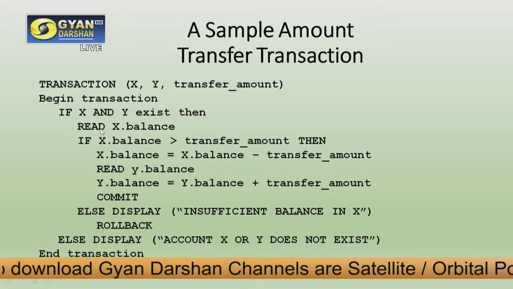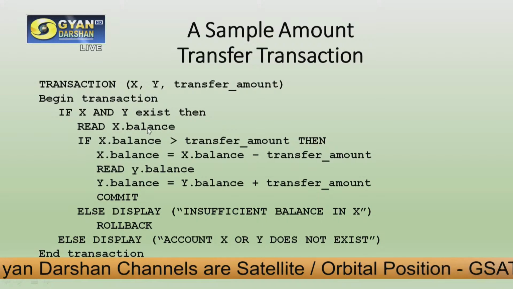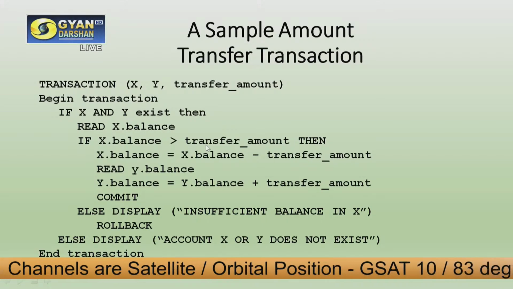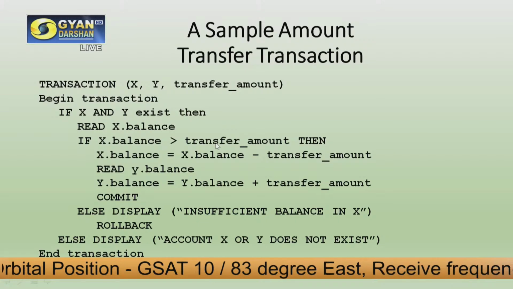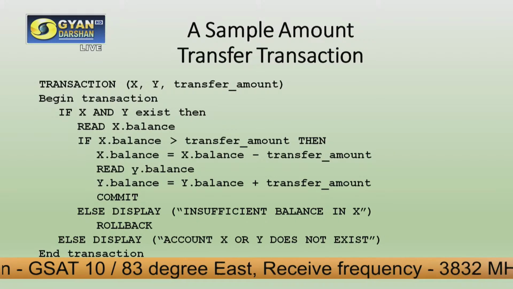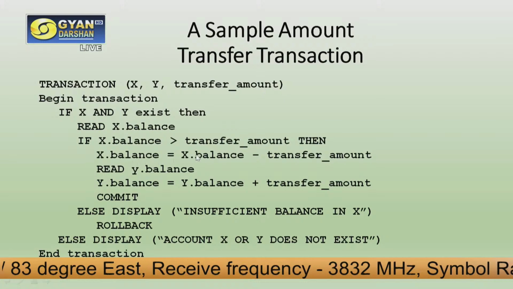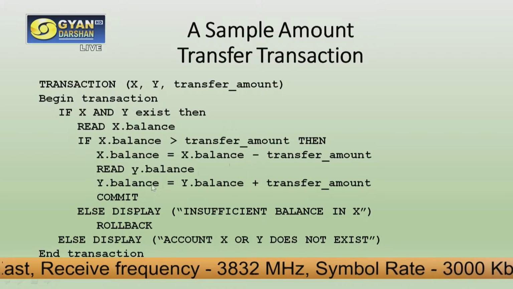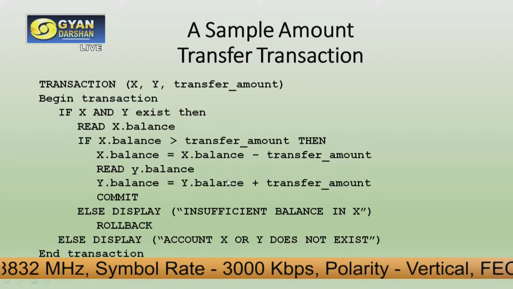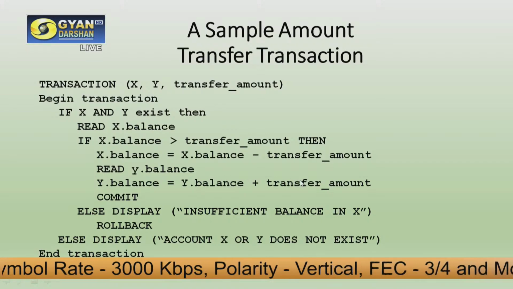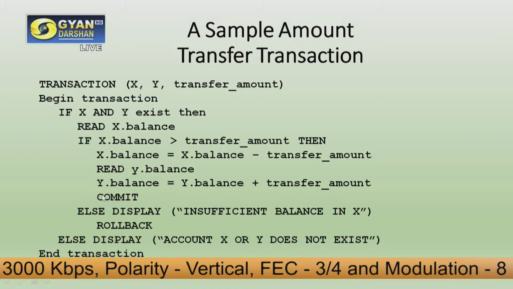And what you are doing first, you are reading the balance of X, checking whether it is more than the transfer amount, otherwise this particular transaction cannot take place. And once you have done that, thereafter you are subtracting it from the balance, okay, and then you are reading the Y balance and adding the transfer amount into that particular balance, and finally you are committing.